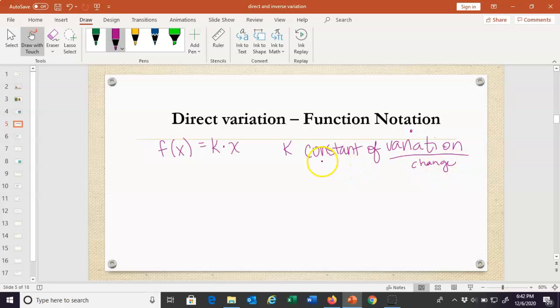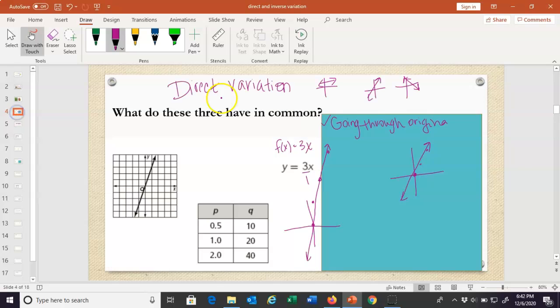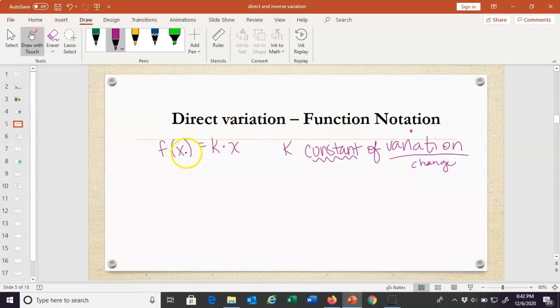And the number is constant, right? Once you have it for the function, it's not going to change. Like, for example, this one, the constant of variation was 3. So k is called the constant of variation.